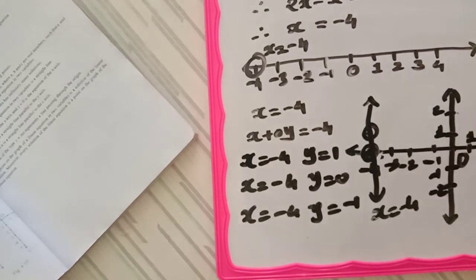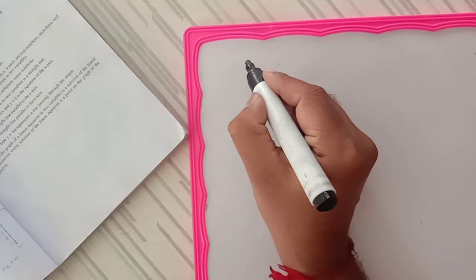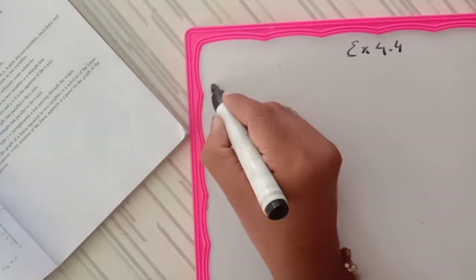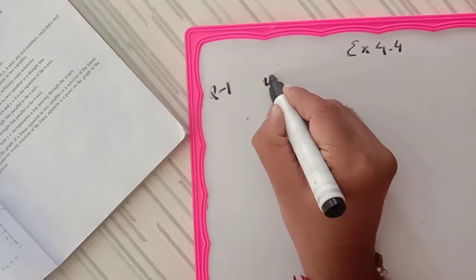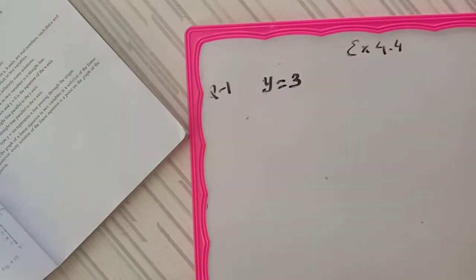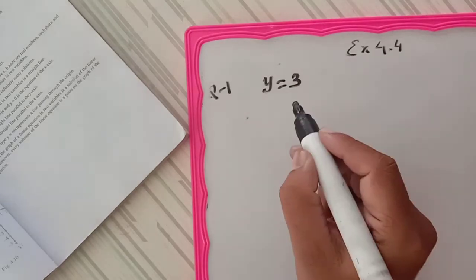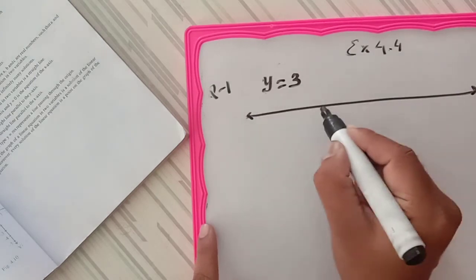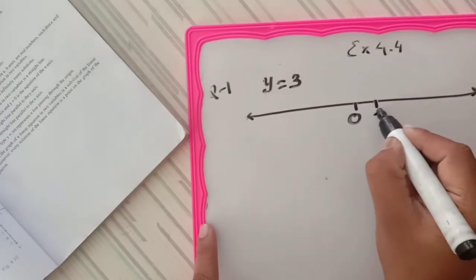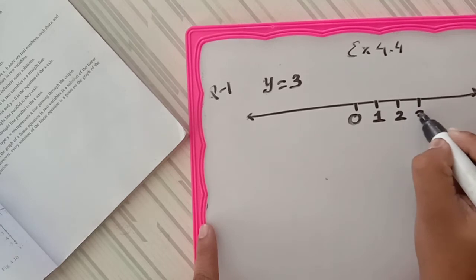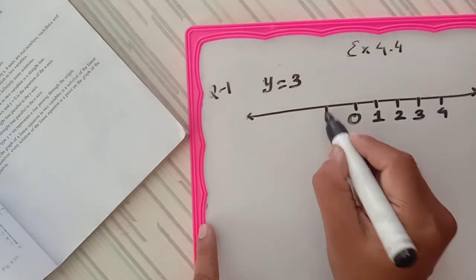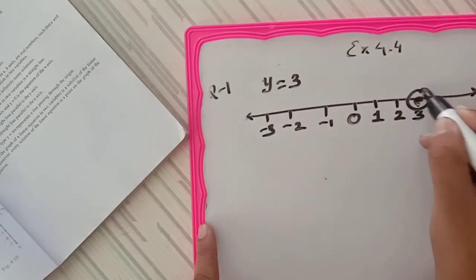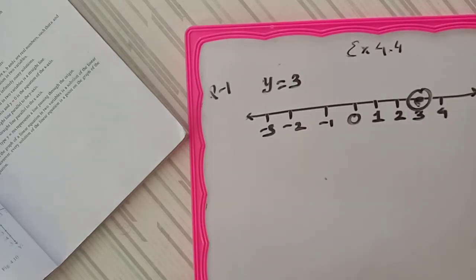Now we have exercise 4.4. Question 1: Represent y equals 3 in one variable and two variables. In one variable means on the number line, so we know here 0, 1, 2, 3, 4, minus 1, minus 2, minus 3, and so 3 is in one variable.